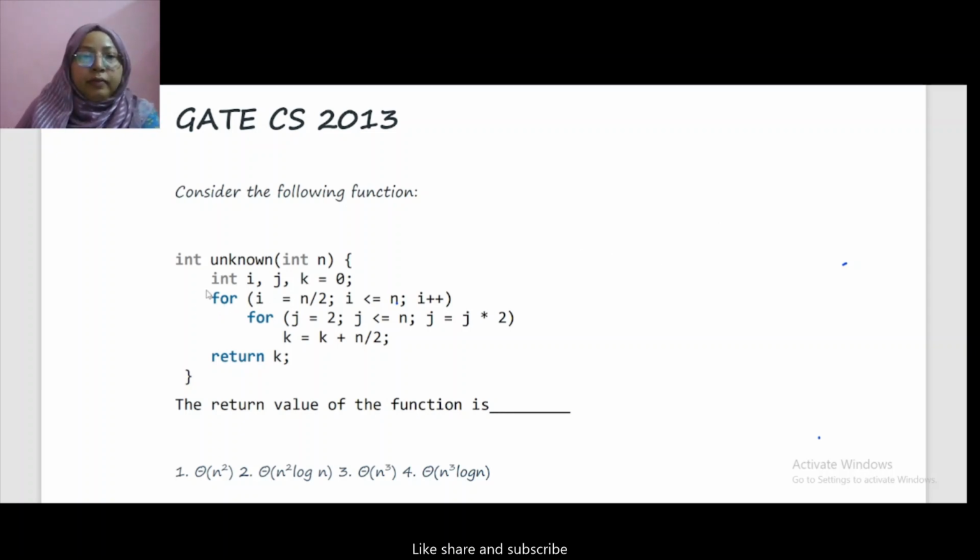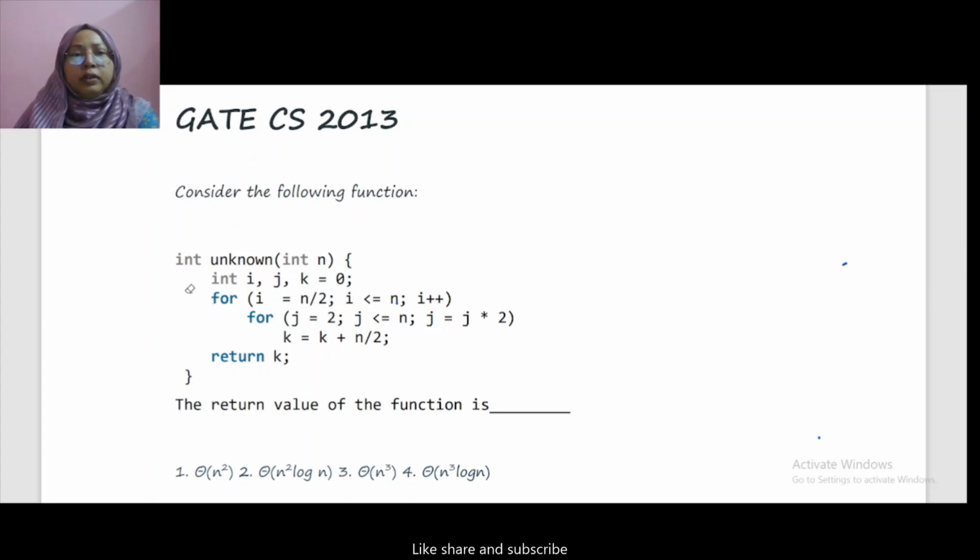So here there is some initialization: i, j, k of integer data type, and k is initialized with the value 0, and we have two for loops, that is, a nested for loop here. for i equal to n by 2, i less than equal to n, i plus plus, and for j equal to 2, j less than equal to n, j equal to j into 2, k equal to k plus n by 2, return k, and then close the function.